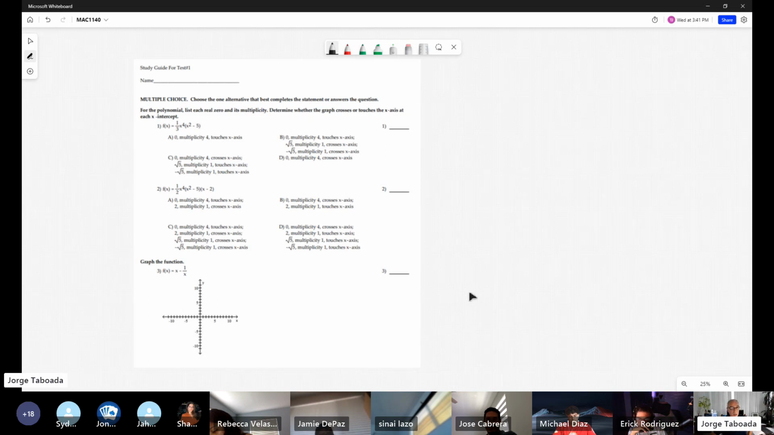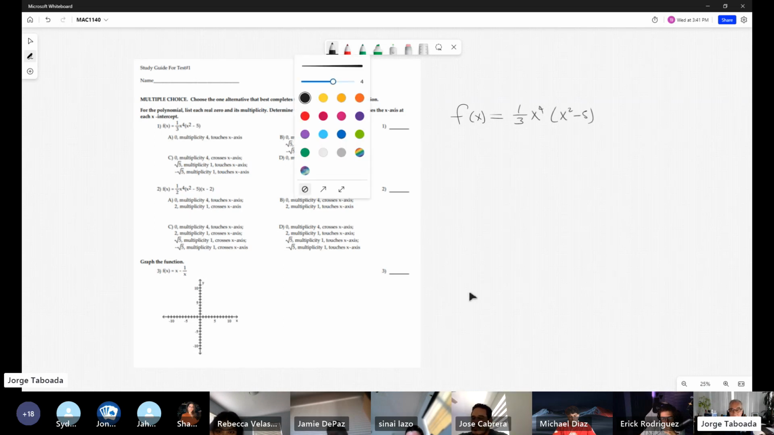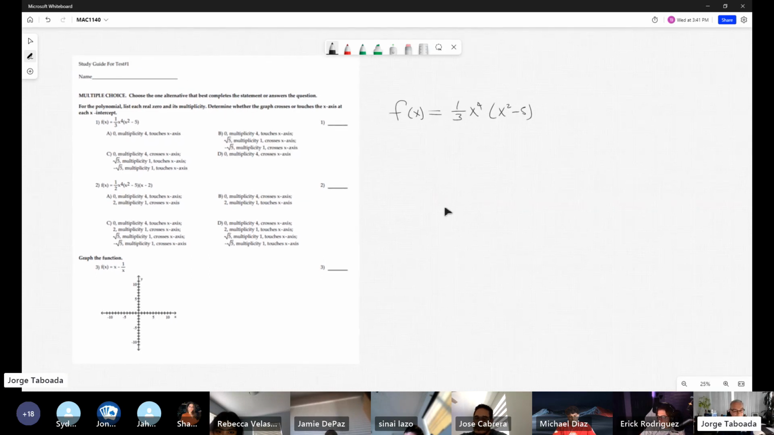Question 1: for the polynomial, list each real 0 and its multiplicity. Determine whether the graph crosses or touches the x-axis and the x-intercept. Okay, easy. The function is f of x equals 1/3 x to the 4th power times x squared minus 5. Let me try to use another page. Okay, look, I copy the expression. Do you see my whiteboard very well?